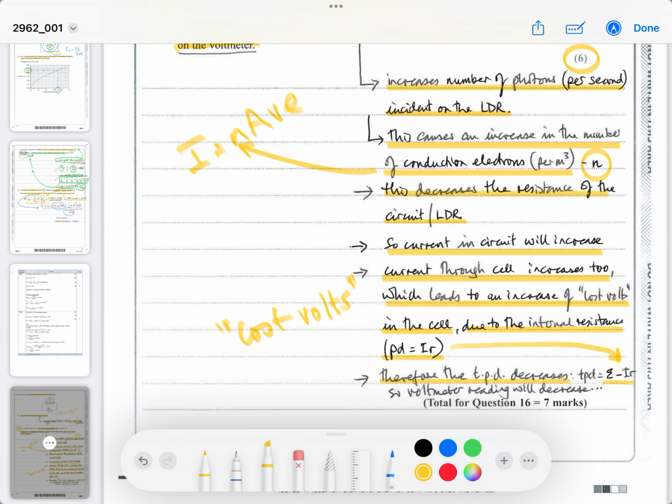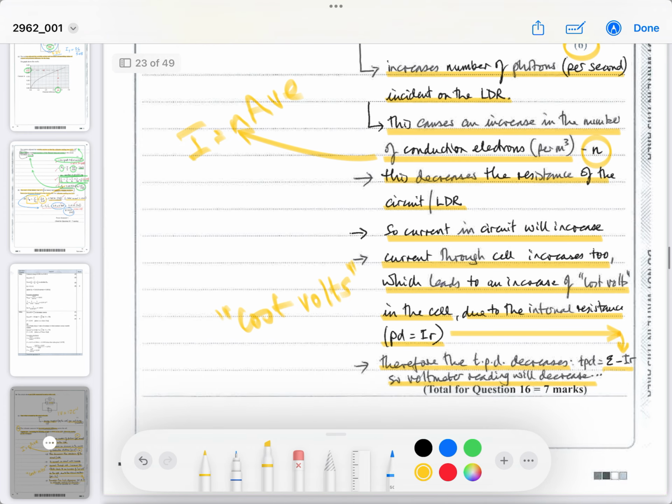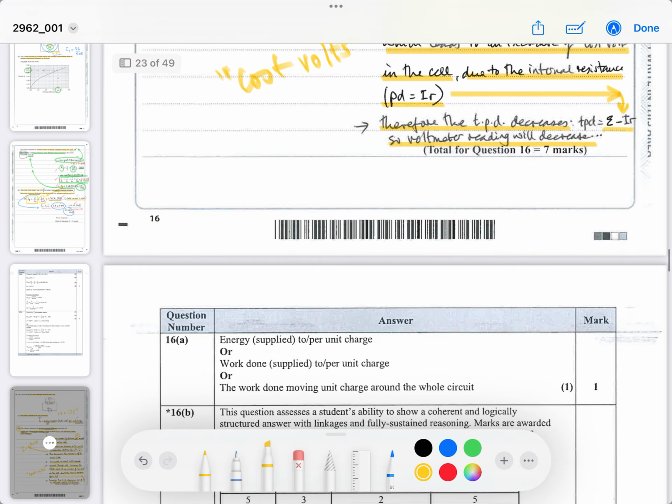The lost volts is Ir. So the Ir is how much the EMF reduces by, so the voltmeter reading will decrease. Okay? Now, that will definitely get you all the 6 marks the way I've explained it to you. Now, you need to practice explaining these things, and the more questions you practice, even if you've repeated doing the same questions, just make a set of notes on questions like this, because they do have a commonality between different papers, that they ask similar questions, and you've got to basically be able to explain your reasoning logically.